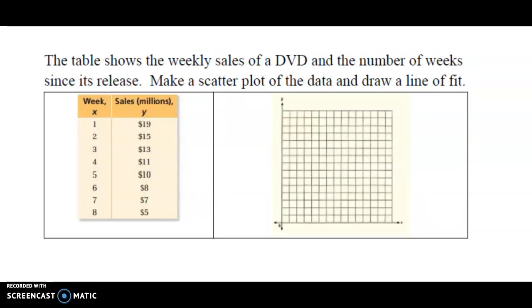All right, finding a line of fit. The table shows the weekly sales of a DVD and the number of weeks since its release. Make a scatter plot of the data and draw a line of best fit. What I would like you to do is to go ahead and pause the video, and I'd like you to create your scatter plot. Weeks is the x-axis and sales is the y-axis. Please remember to label your axes and spread this out in an appropriate way so that your graph is legible. So go ahead and pause the video, and then when we come back, we'll compare it and we'll work on drawing a line of fit.